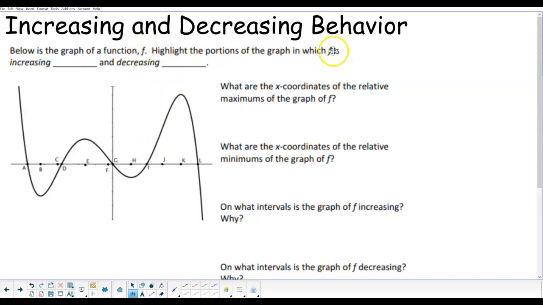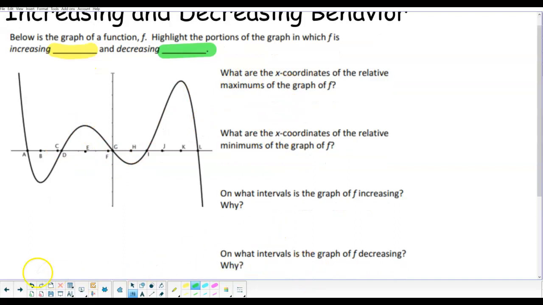Highlight portions of the graph of f which are increasing. I'm going to use a yellow highlighter for that, and then we'll do a green highlighter for decreasing. Your job is to highlight those intervals on the graph and then answer the questions. So why don't you hit pause, work through this, and we'll reveal the answers.